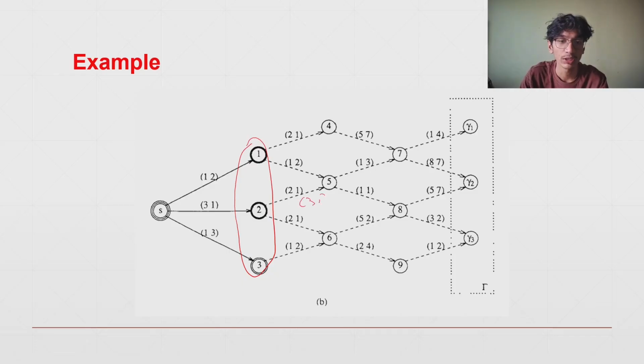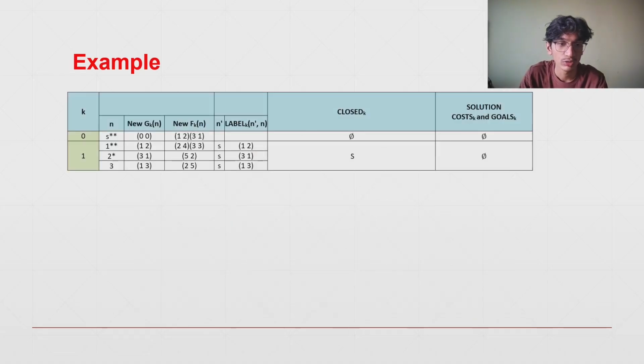For 2 it will be, sorry, not 3 comma 3, it will be 5 comma 2, and for 3 it will be 2 comma 5. For 1 it will be 3 comma 3 and 2 comma 4. Here we can see that 2 comma 4 dominates over 2 comma 5, and 3 comma 3 is also non-dominated. So 1 is a node which is not dominated by any of these nodes. So we will explore 1.